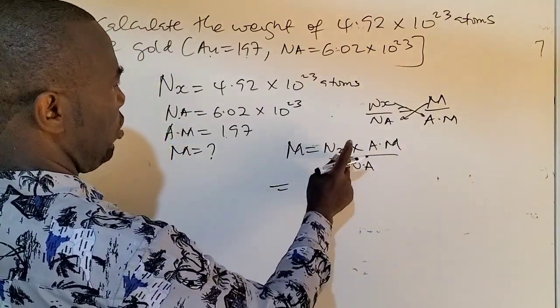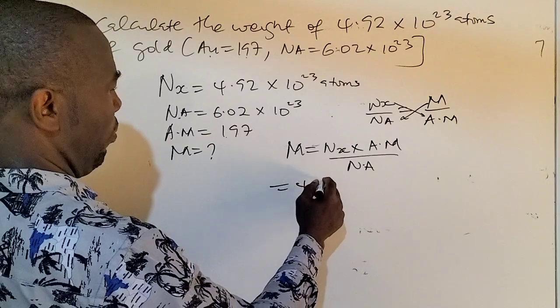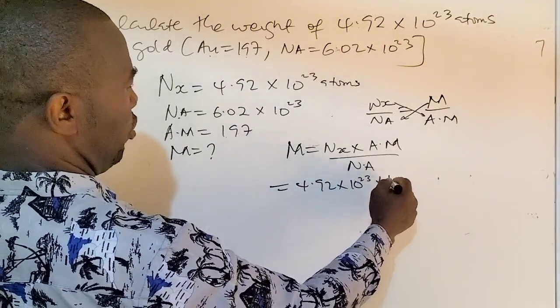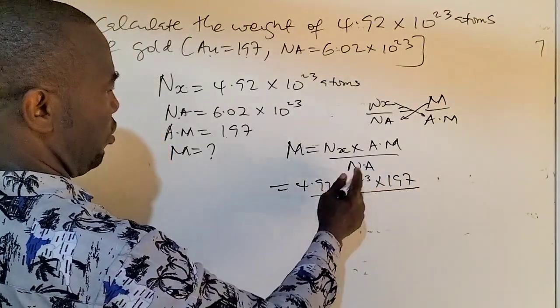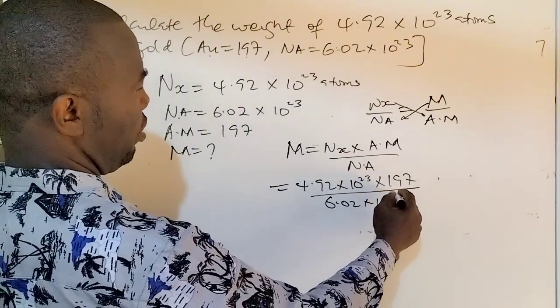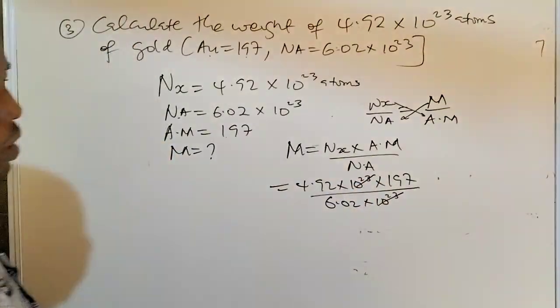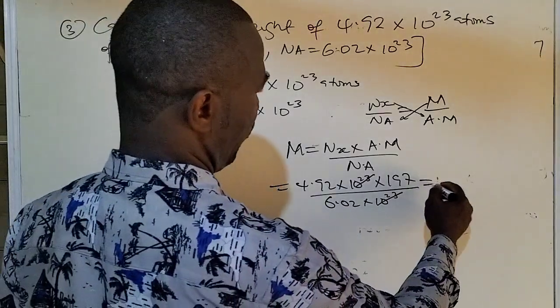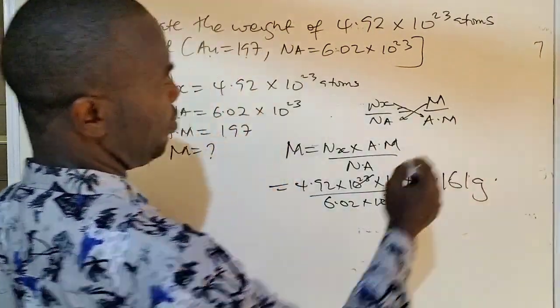So the number of atoms, particles, is 4.92 × 10^23. Then the atomic mass of gold is 197. Avogadro's constant is 6.02 × 10^23. 10^23 cancels 10^23. We'll now solve it out and get the answer. When we solve, our final answer is 161 grams of gold. That becomes the final answer to this question.